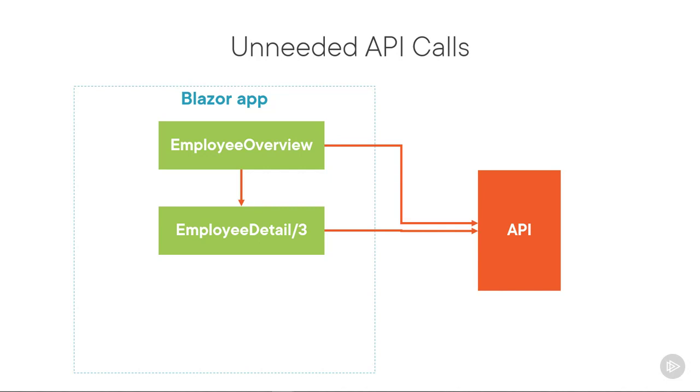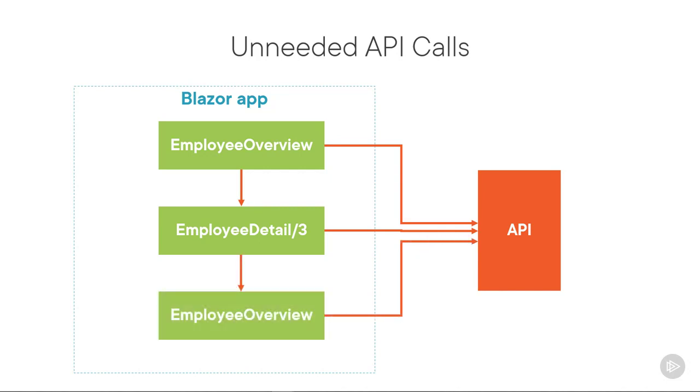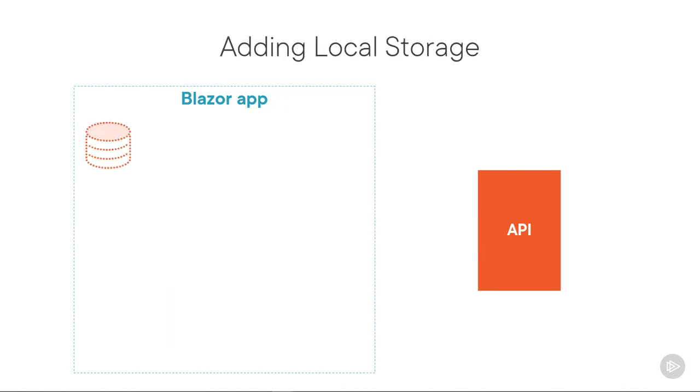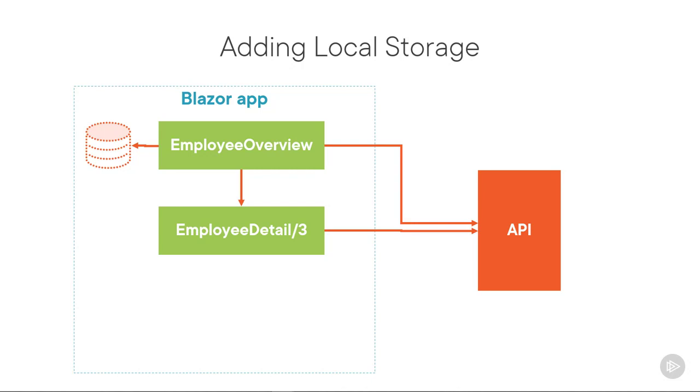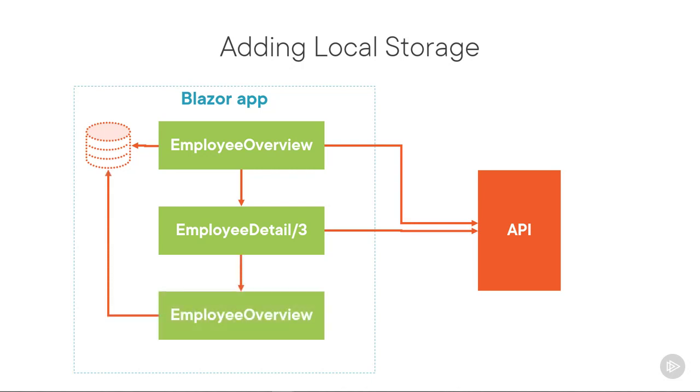Next, the user goes back to the overview, and again another API call to get all employees is launched. That is the same one as we had done seconds ago. Aren't we stressing the API this way? What if we, when we retrieve the list of employees the first time, store that locally? Then we still go out to the API for the details, but when we then arrive again on the overview page, we're going to get the data from the local store.